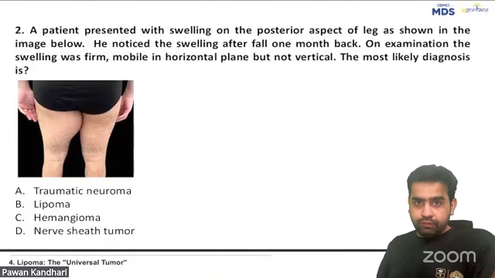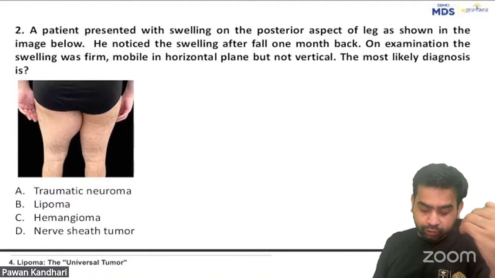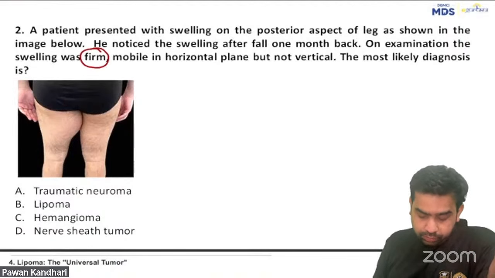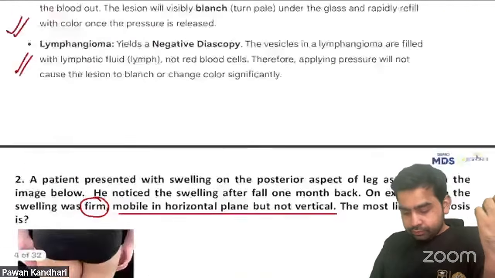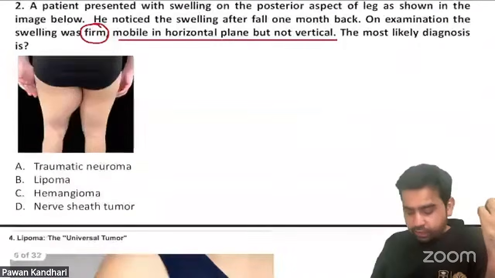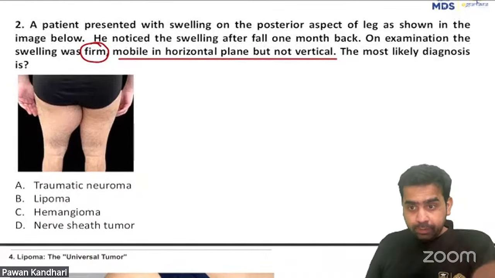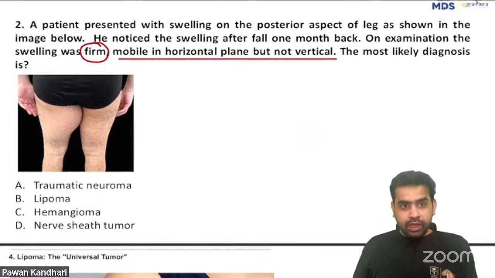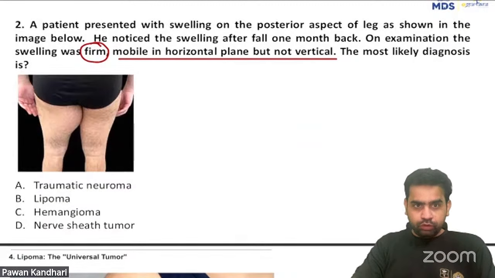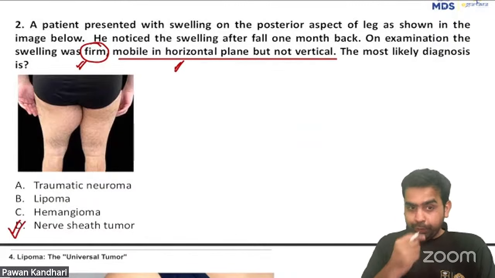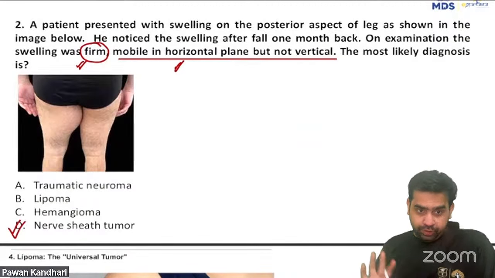Now, this was the question which was asked to you. The buzzword in this particular question is that it was firm and mobile in the horizontal plane, but not in the vertical plane. Obviously, it's impossible to replicate the exact image, but even if you leave the image out of the picture, the firm swelling which is mobile in the horizontal plane and not in the vertical plane, the answer comes out to be nerve sheath tumor. This is the characteristic thing over here.